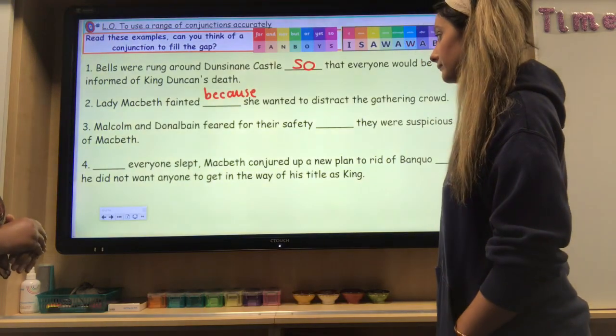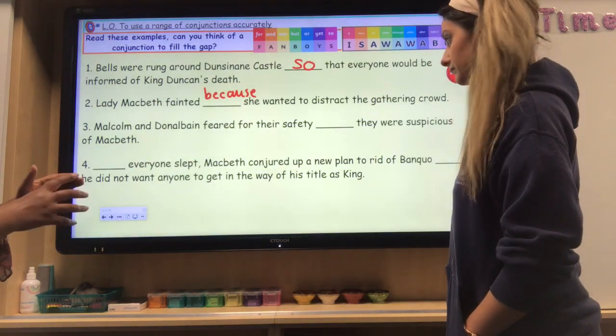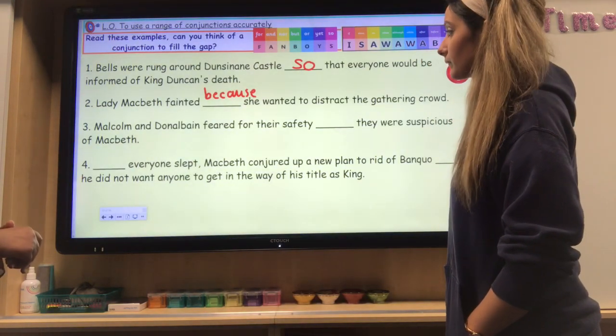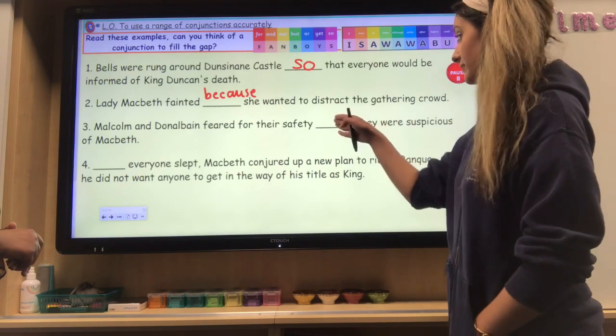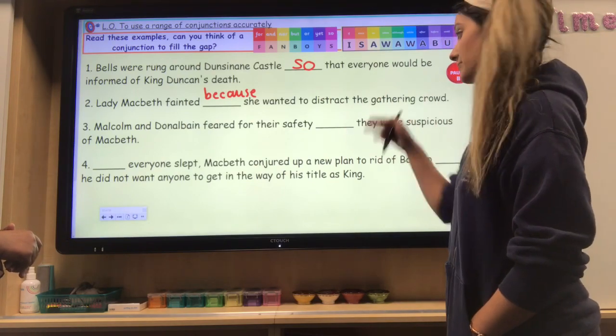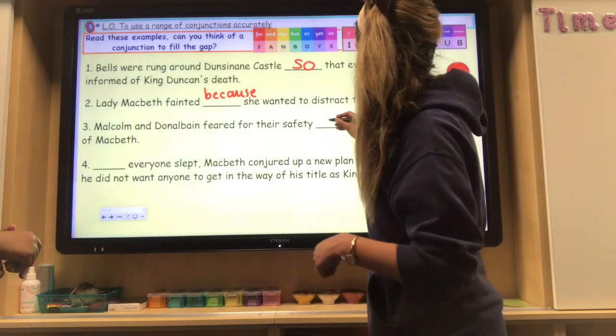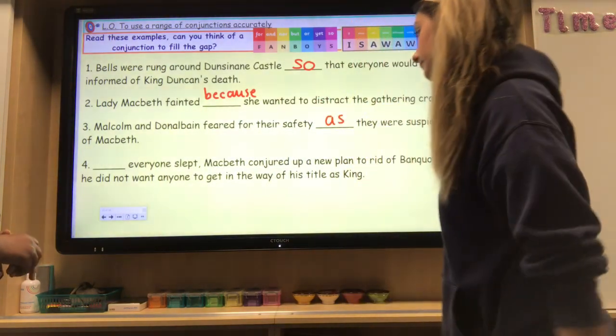Number 3. Malcolm and Donald Bain feared for their safety. They were suspicious of Macbeth. So why did they fear for their safety? Either because or as they were suspicious of Macbeth. I'm going to use as because I've already used because. Good work.